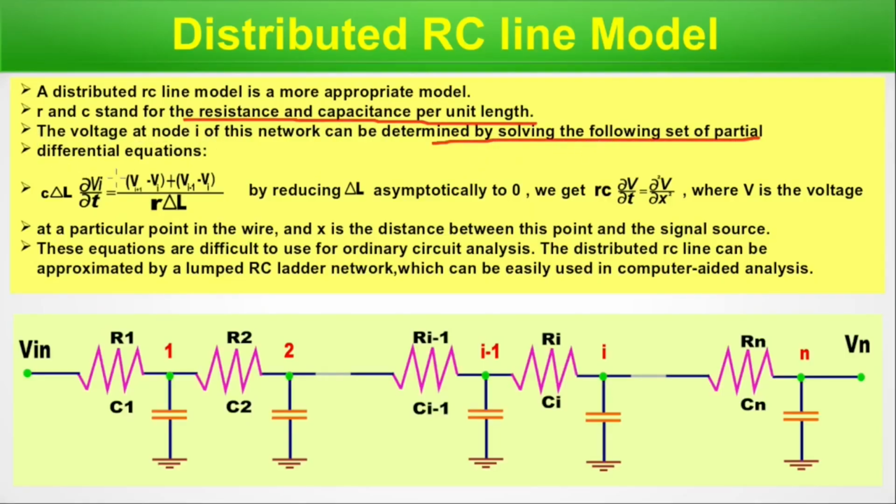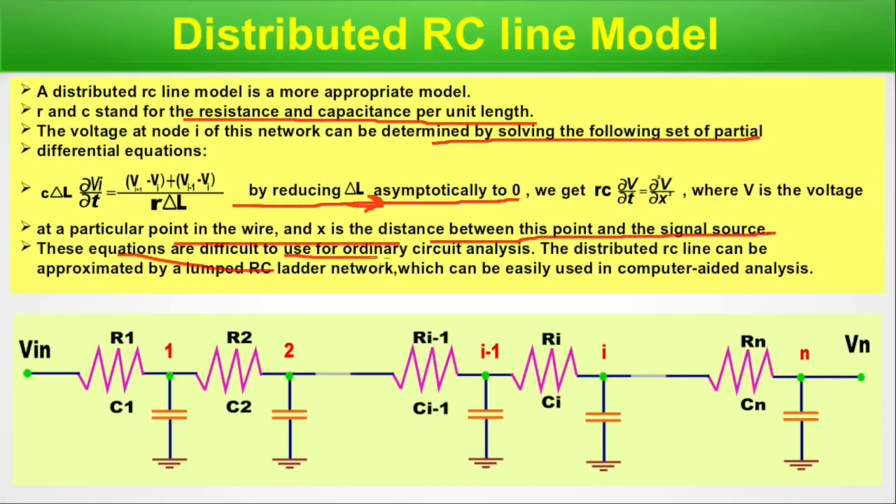C delta L del Vi del T equals V i plus 1 minus Vi plus Vi minus 1 minus Vi, divided by R delta L. By reducing delta L asymptotically to 0, we will assume that delta L tends to 0, and then we will get that RC del V del T is equal to del square V del X squared, where V is the voltage at a particular point in the wire and X is the distance between this point and the signal source. These equations are difficult to use for ordinary circuit analysis.